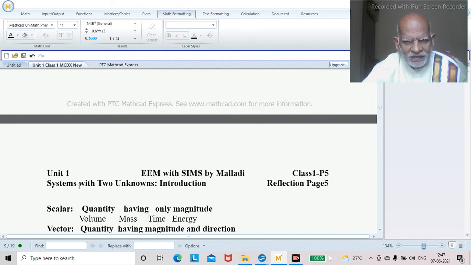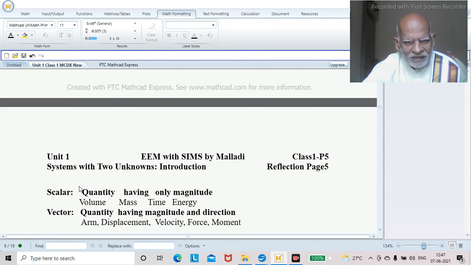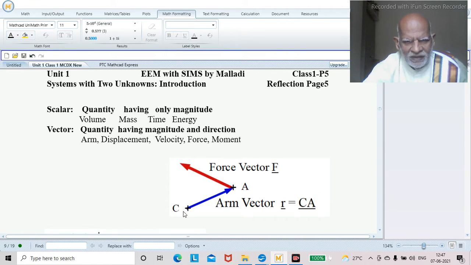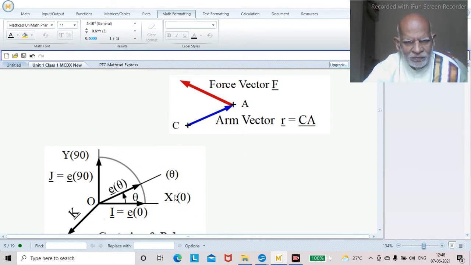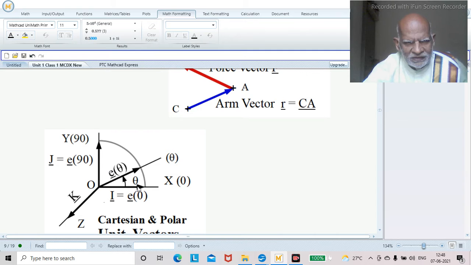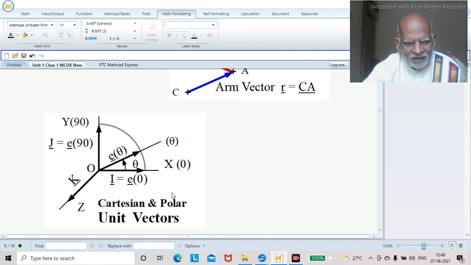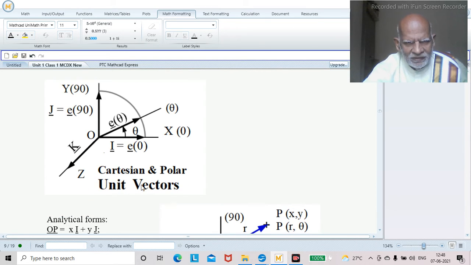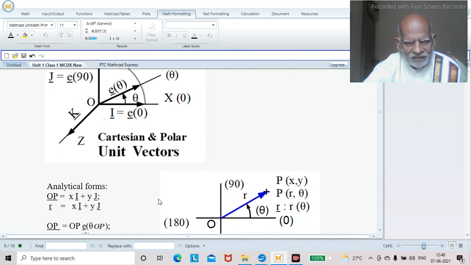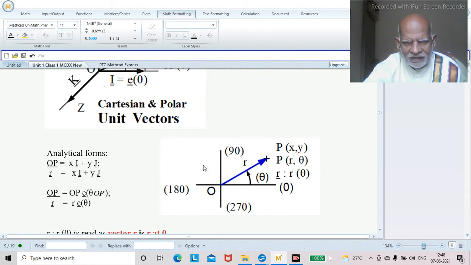Now let's come to reflection page 5, where we talked about scalars and vectors. A vector is one with a magnitude as well as direction, shown here. Here we are doing it more clearly in 3 dimensions, with an angle shown in the xy plane, and we are using a unit vector in Cartesian and polar coordinates. Any vector can be expressed in terms of unit vectors. Here it is shown in a plane.